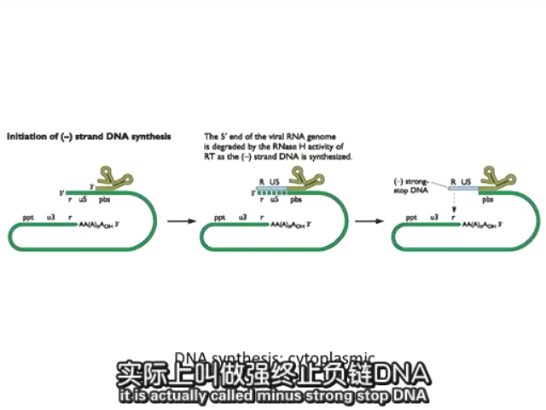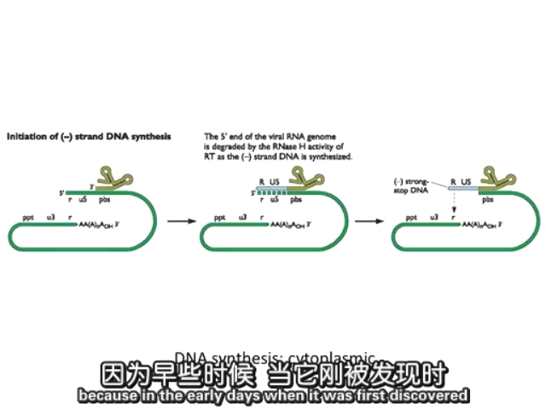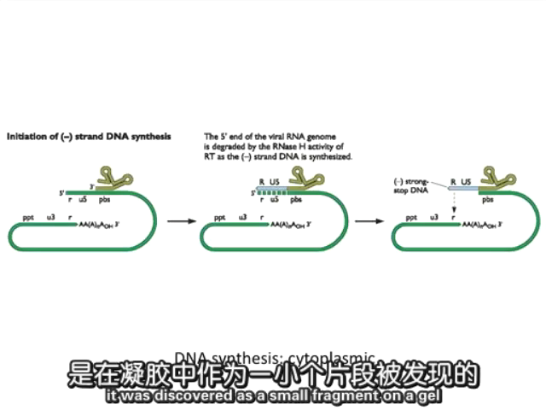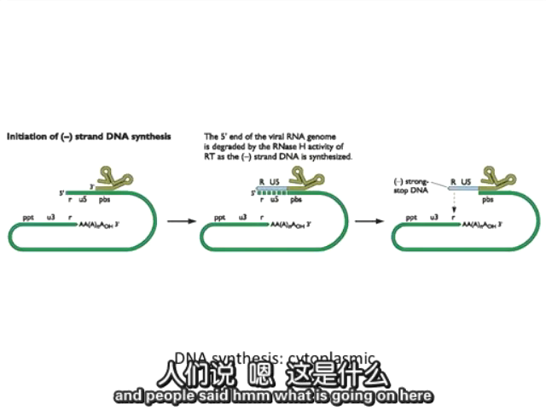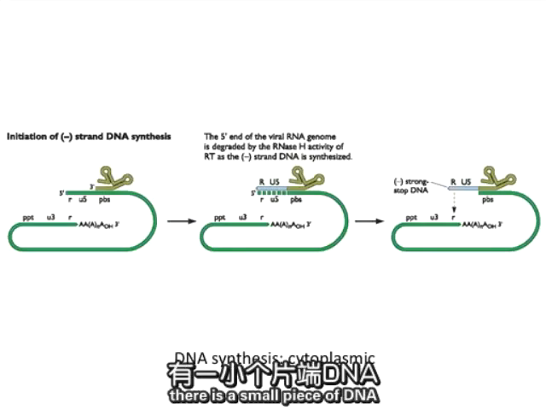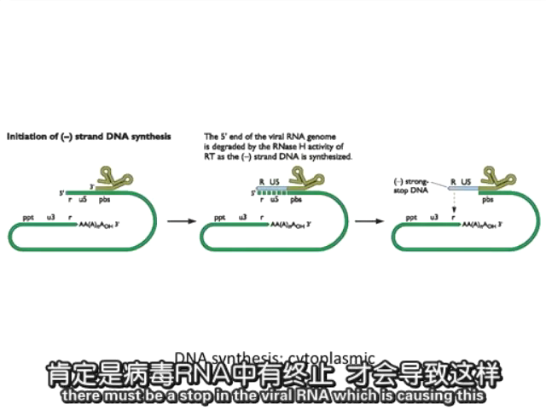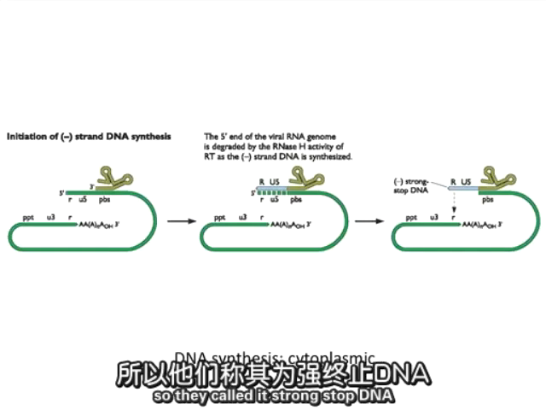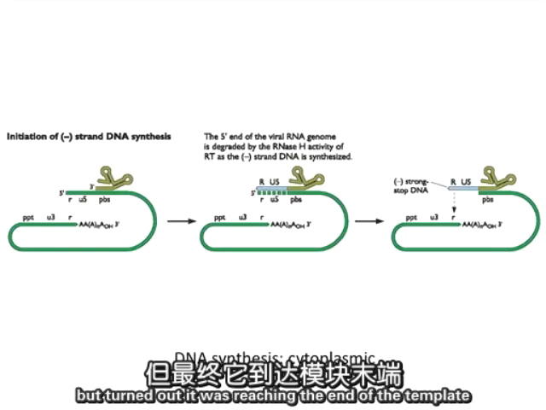It's actually called minus strong stop DNA because in the early days when it was first discovered, it was discovered as a small fragment on a gel, and people said, what's going on here? There's a small piece of DNA. There must be a stop in the viral RNA which is causing this. So they called it strong stop DNA. But it turned out it was reaching the end of the template.